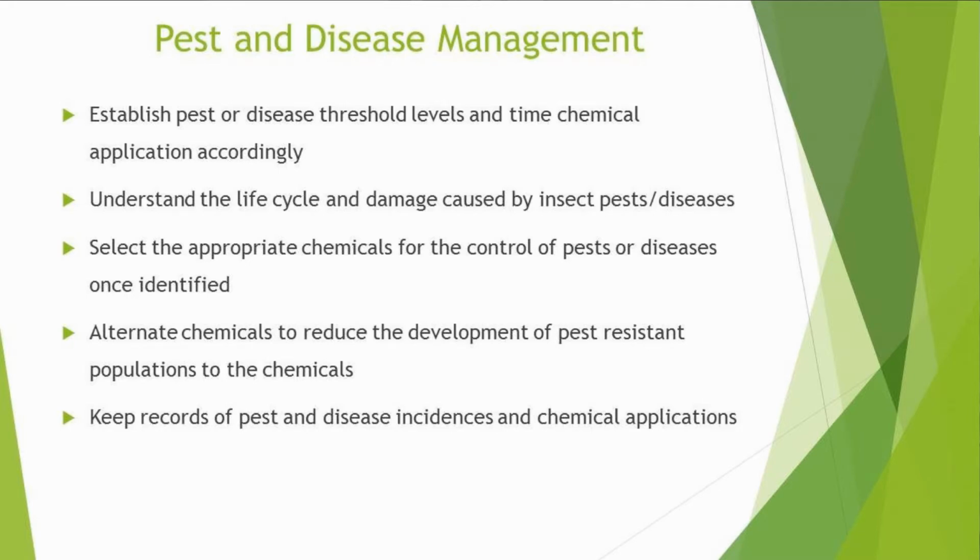Alternate chemicals to reduce the development of resistant populations. You might say this crop round, we use chemicals A, B, and C. When we plant again, we want to alternate. We don't want any pest and disease becoming resistant to that particular chemical. So you always look to rotate your chemicals. Hence the reason why it's good to keep records of these things, because then you will know what you used the last time. So when you crop the following time, you know what you need to rotate.